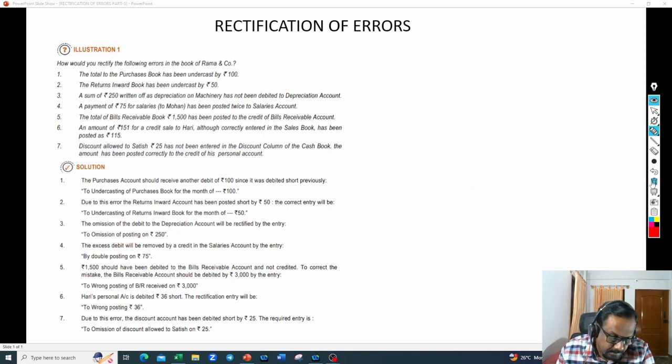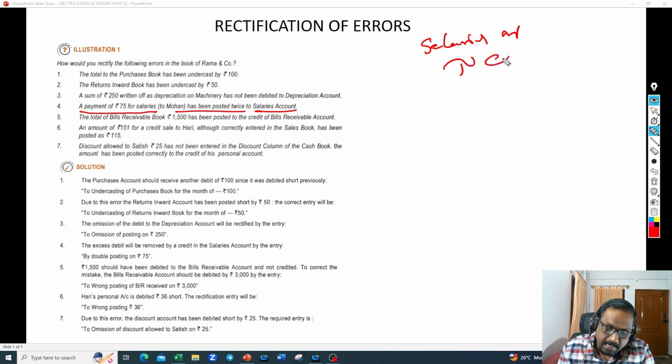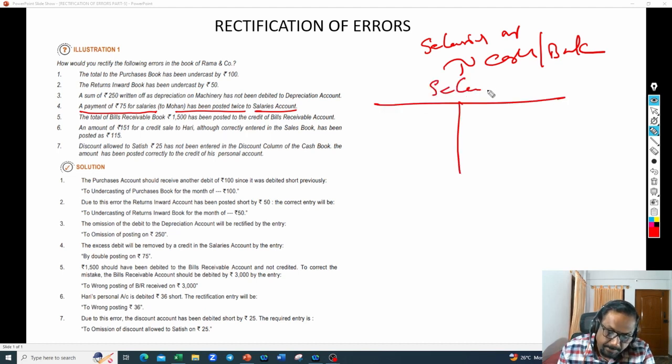Next. A payment of 75 rupees for salaries has been posted twice to the salaries account. So what is the entry for salaries? Salaries account debit to cash account or bank account. This is how we write an entry. Correct? Now, when I prepare the salaries account, this has been debited twice in salaries account.